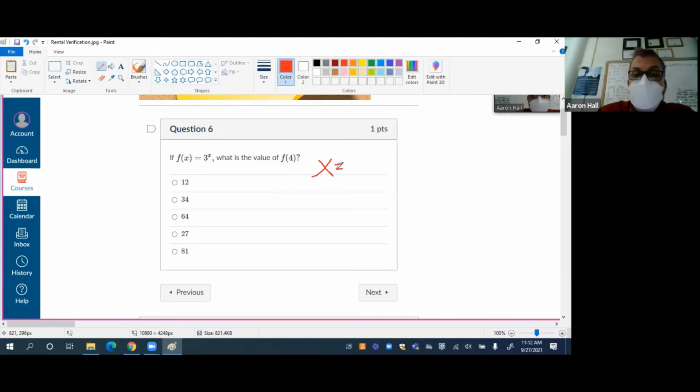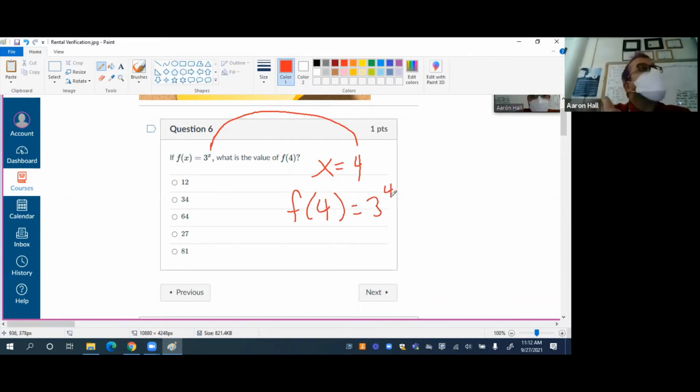If x equals 4, then let's take that x equals 4 and plug it in for x. So we have f of 4 equals 3 to the power of 4. So what does this mean? Yeah, it's 3 times 3 times 3 times 3. Yep. Now you can certainly use a calculator if you want to, but by the definition of an exponent, it means 3 times 3 times 3 times 3.